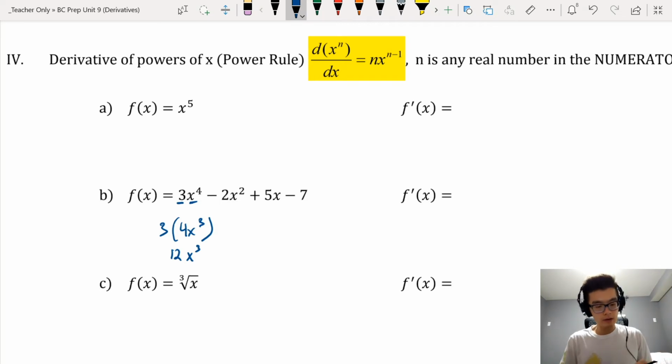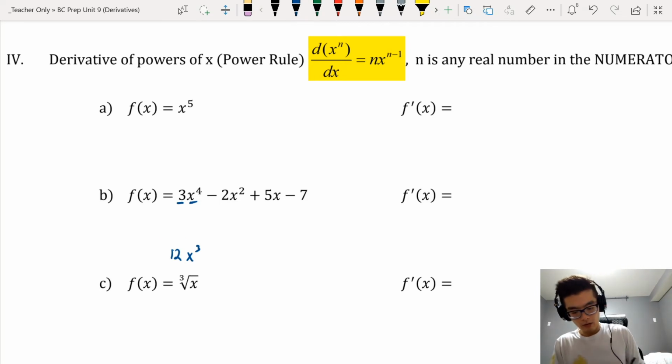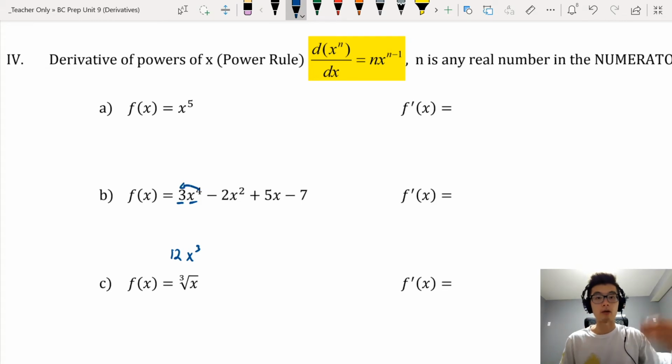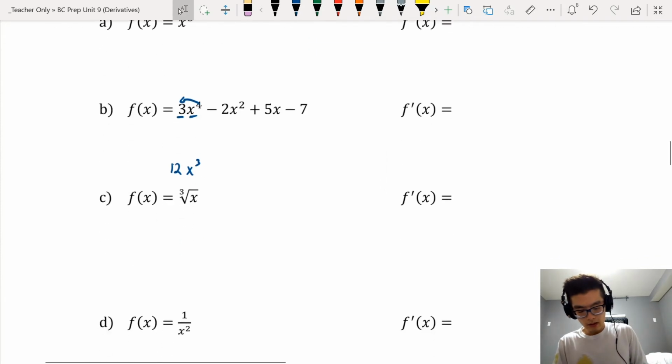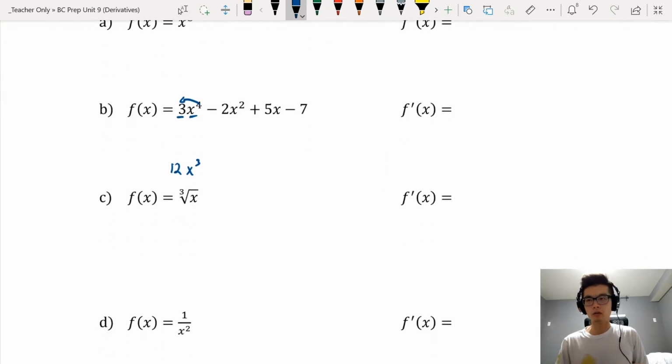You'll get quicker with this as time goes on. Some of you might think, oh, just multiply the 4 to the 3 and bring the 4 down to a 3, or subtract 1 from it, and boom, there you go, 12x cubed. That's the idea.